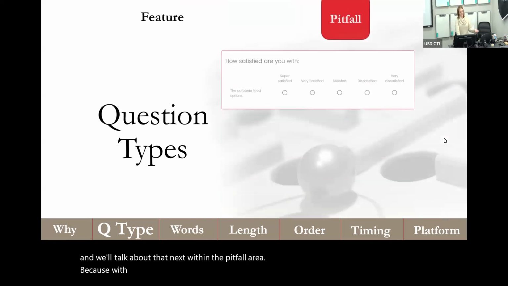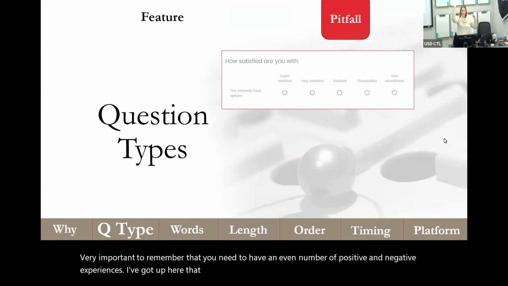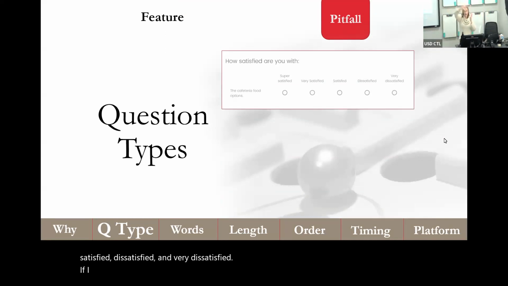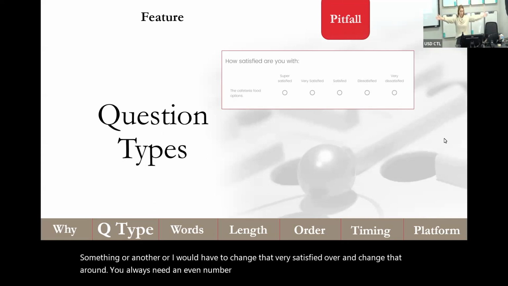Because with our pitfalls, the Likert scales, it's very important to remember that you need to have an even number of positive and negative experiences. I've got up here that same question, but I said super satisfied, very satisfied, satisfied, dissatisfied, and very dissatisfied. If I were going to do this, I would need either another dissatisfied option, or I would have to change that very satisfied over and change that around. You always need an even number from one end to the other.